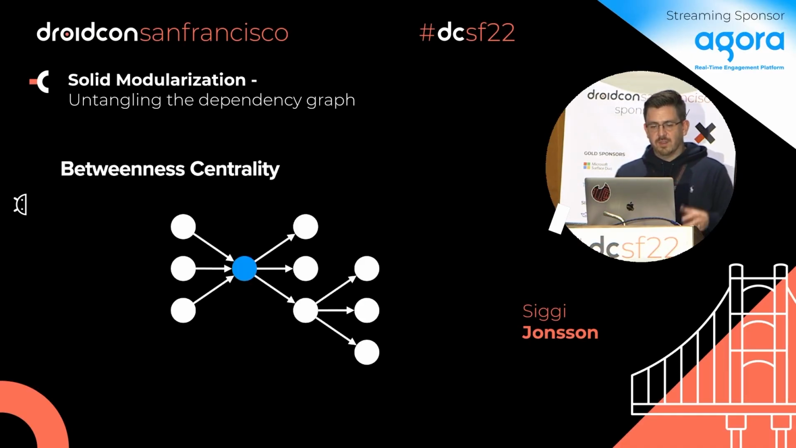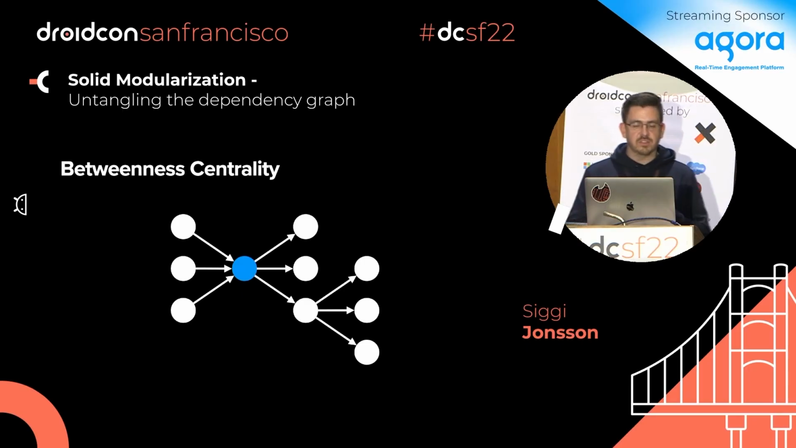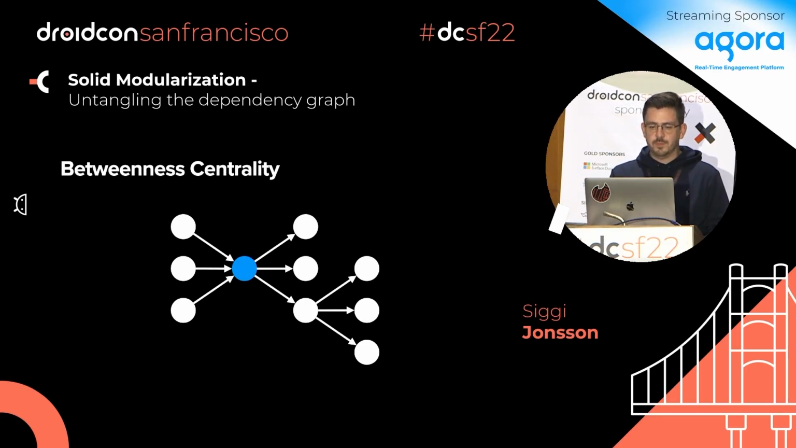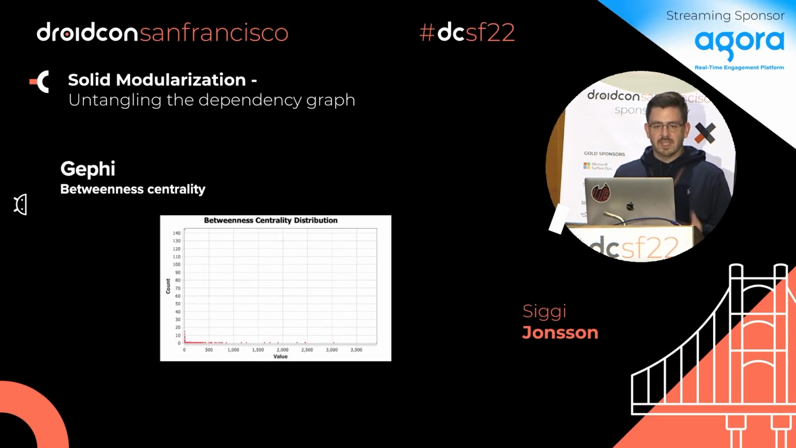You can think about it as how much transitive complexity a module adds to other modules. So here the blue node in the graph is the only reason why the nodes on the left know anything about the nodes on the right. Again, Gephi can calculate this metric and show us the distribution across our entire dependency graph for all the modules in our app.